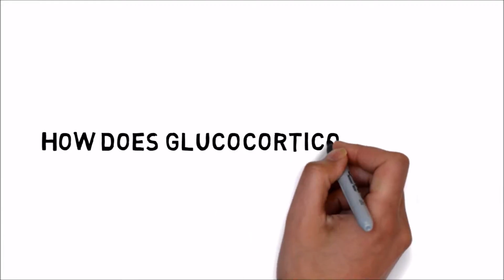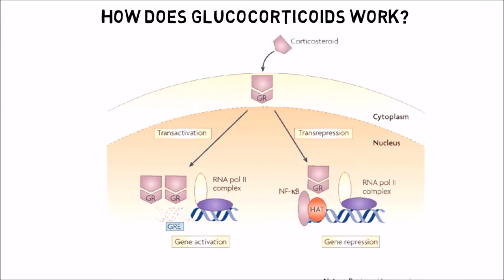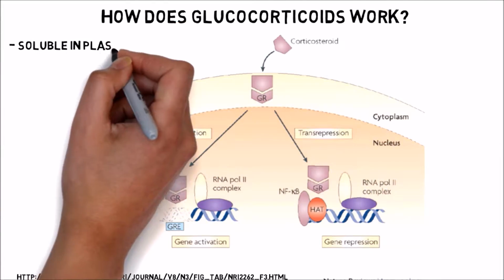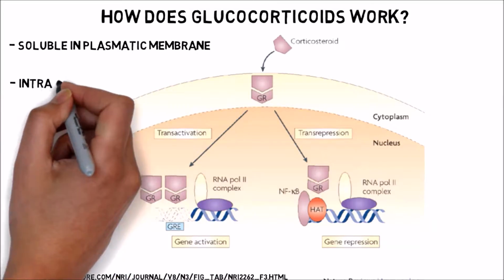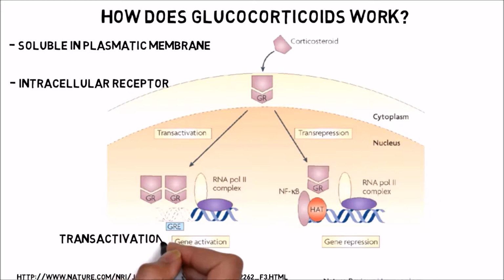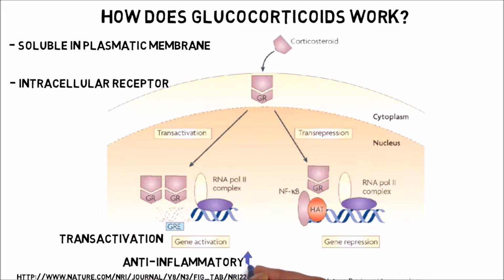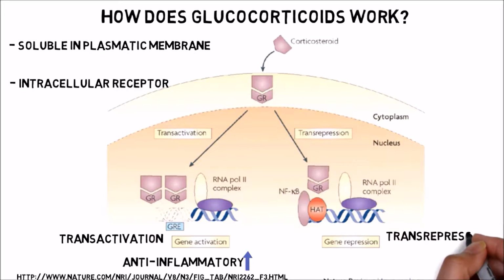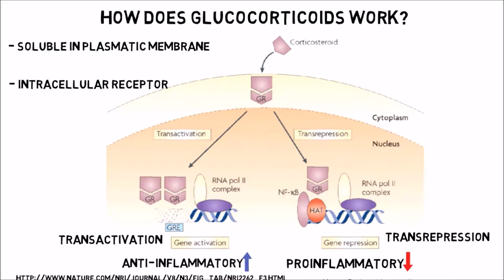Firstly, we need to understand how glucocorticoids work. Glucocorticoids need to be lipid-soluble to pass through the plasma membrane to bind the receptor where they act inside the cell. There are two major mechanisms by which the glucocorticoids work. Transactivation occurs when activated glucocorticoid receptors bind to glucocorticoid response elements in the promoter region of the genes to increase the anti-inflammatory proteins. And transrepression is the mechanism that works by the inactivation of pro-inflammatory transcription factors, AP-1 and NF-kappa B, decreasing the pro-inflammatory proteins.